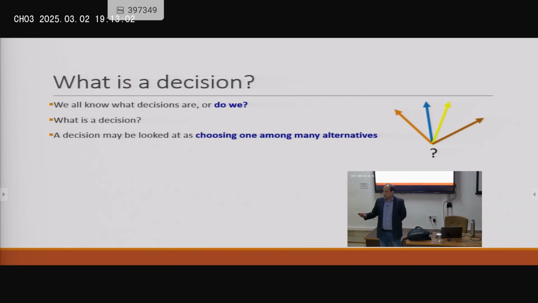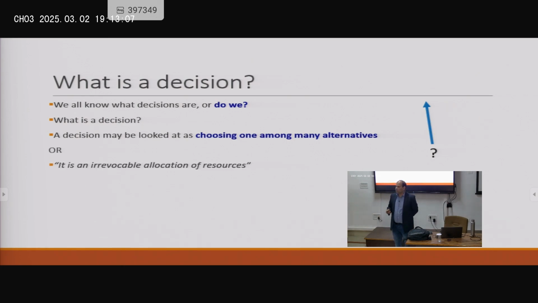And that is actually correct, choosing one among many alternatives, but something has to be committed, right? So when we choose this decision, people say it's an irrevocable allocation of resources. As soon as you allocate resources, if I bought a ticket, then you can say I've made a decision. You can't say that if I'm just thinking about it, right? So it's an irrevocable allocation of resources to one alternative from a set of alternatives. That's fine. We're not against choosing one from many alternatives. We just want you to commit some resources to it. Okay?